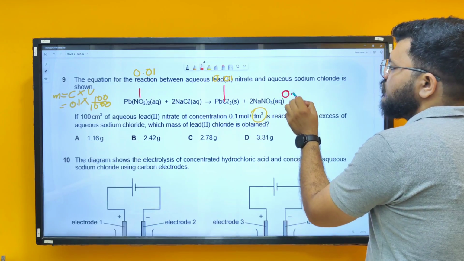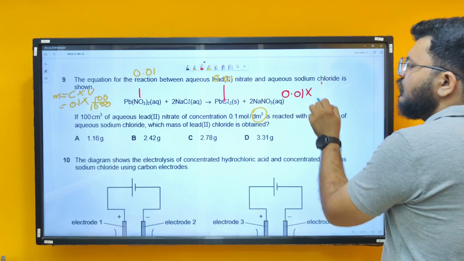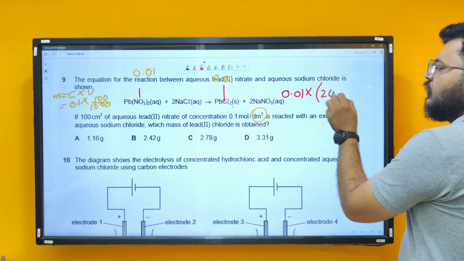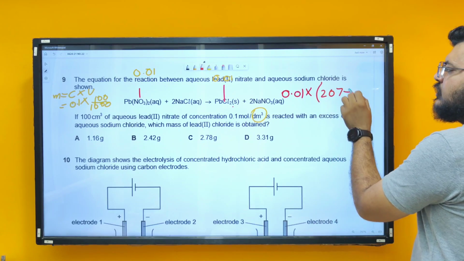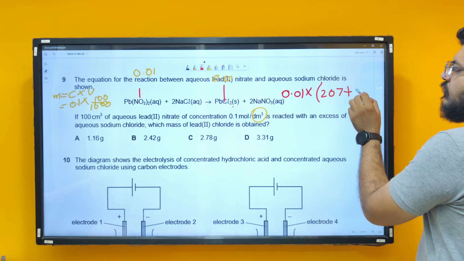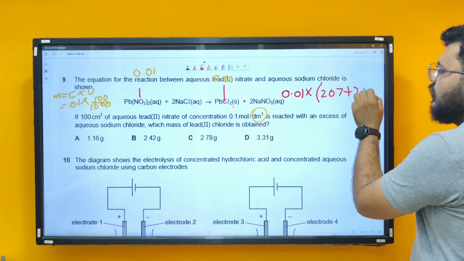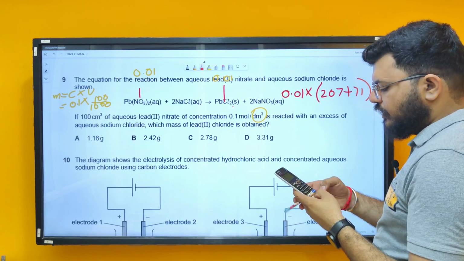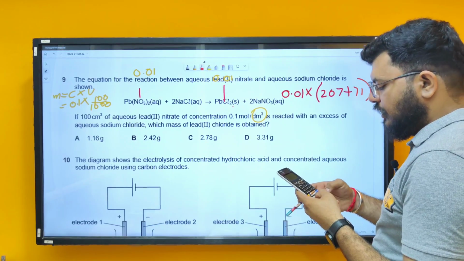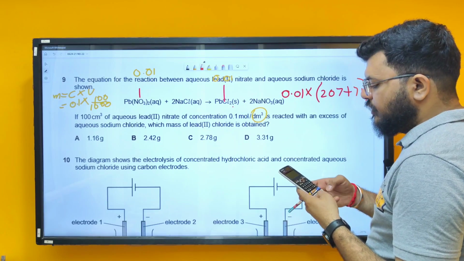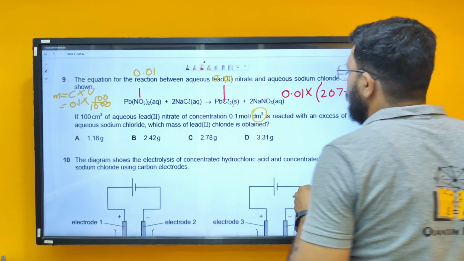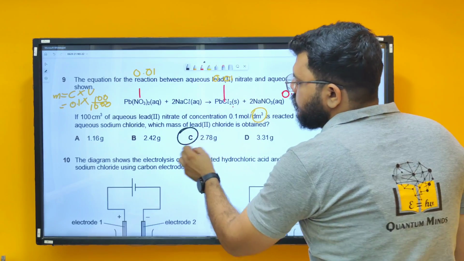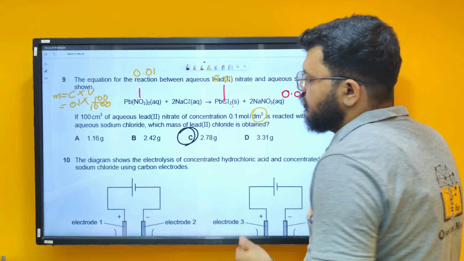For that, I will multiply 0.01 with the relative formula mass of lead chloride. Lead has a relative atomic mass of 207, Cl2, so 35.5 into 2, which is 71. Right? Let's do this in the calculator. So you have 207 plus 71 and the answer multiplied by 0.01. So you have 2.78. So option C is your correct answer.